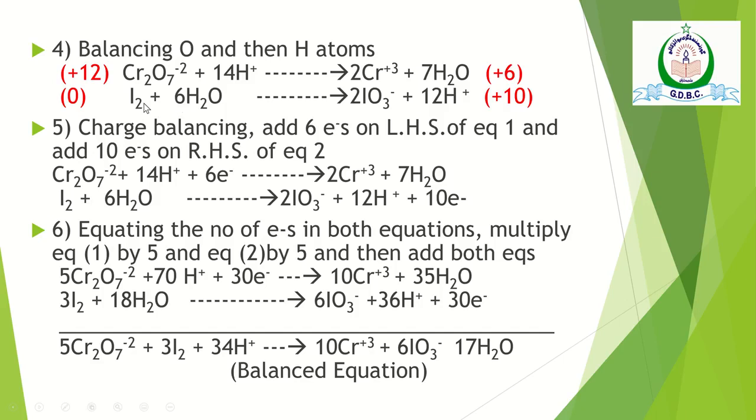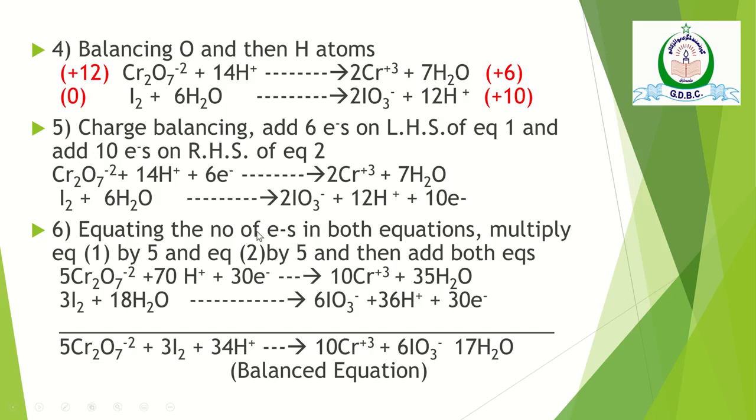And coming to equation number 2, this plus 10 can be made equal to 0 by adding 10 electrons here in equation number 2. So that's why I have added 10 electrons on the right hand side of the second equation, or the product hand side, so that the net sum must be equal to 0. So in this way, we have balanced the charge of both the equations on both the sides.